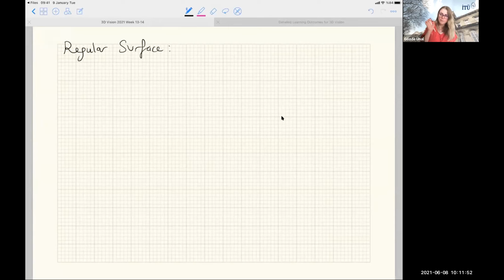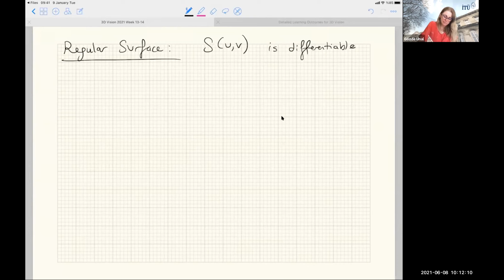Regular curve, tangent should be defined. Similarly here, for a regular surface, I want this one. First of all, S(u,v) is differentiable because I want to be able to calculate my tangent vectors, okay? Then also these x(u,v), y(u,v), z(u,v), my embedding in 3D, have continuous, I mean, it's equivalent, right?